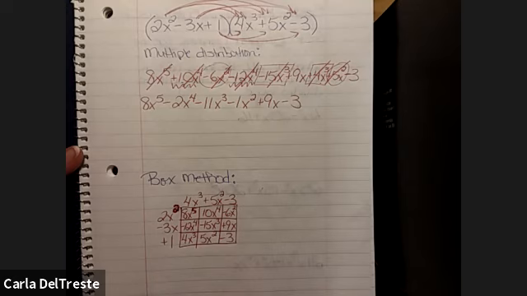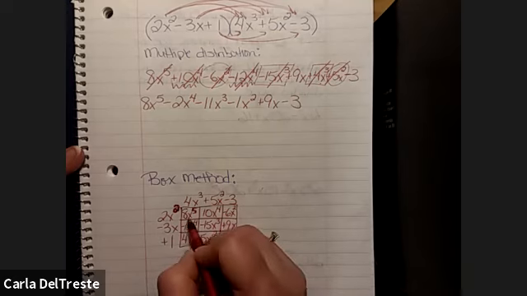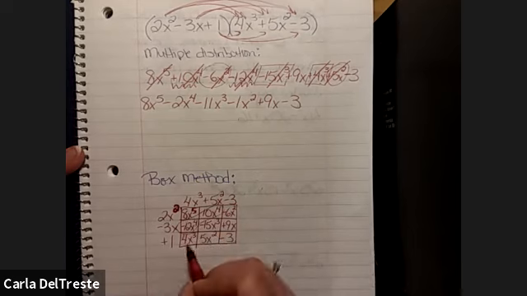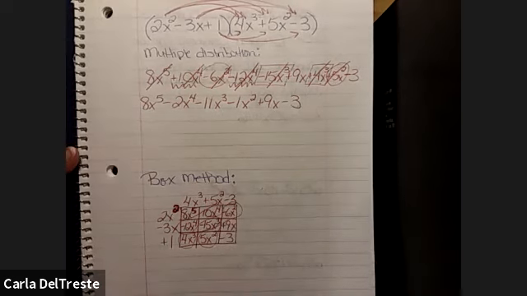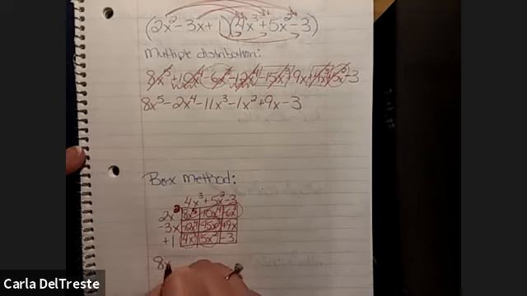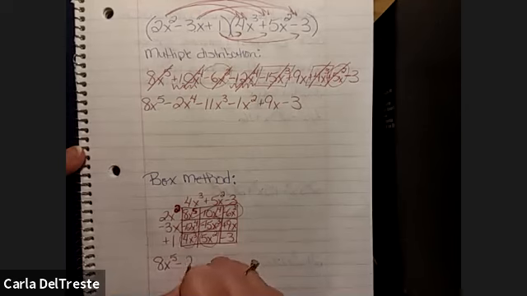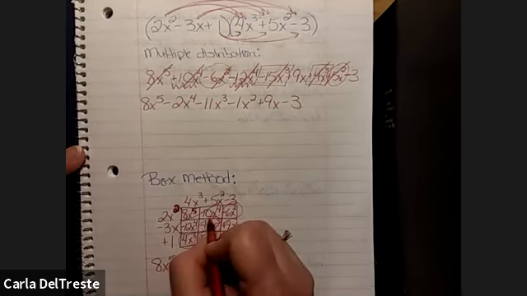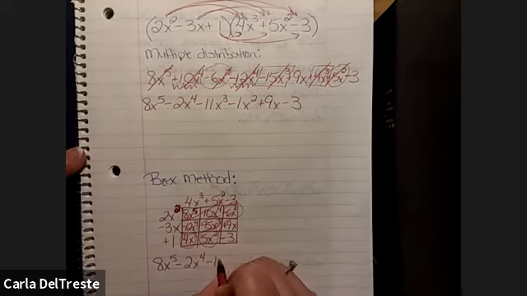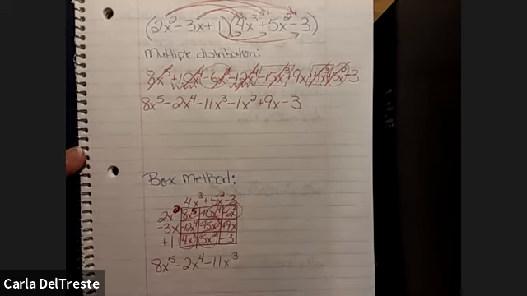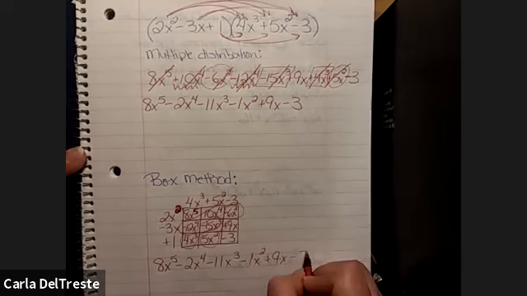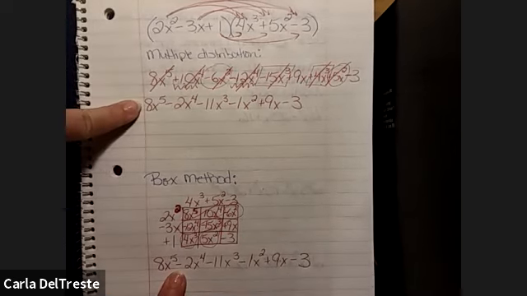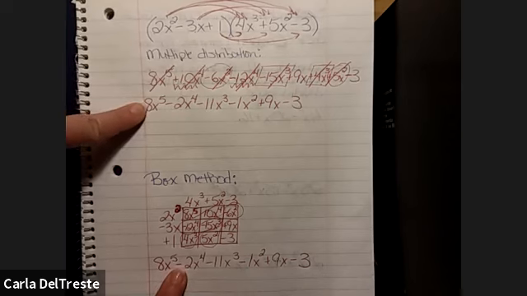And again, your like terms are in the same general vicinity. I can see that my x to the fourths are kind of near each other. I can see that my x to the thirds are near each other. I can see that my x squareds are close to each other. And so my final answer would be 8x to the fifth minus 2x to the fourth, combining those x to the fourth terms, minus 11x to the third, combining the x to the third terms, minus 1x squared, plus 9x, and minus 3. And look at that, I get the same exact answer no matter which technique I decided to use.